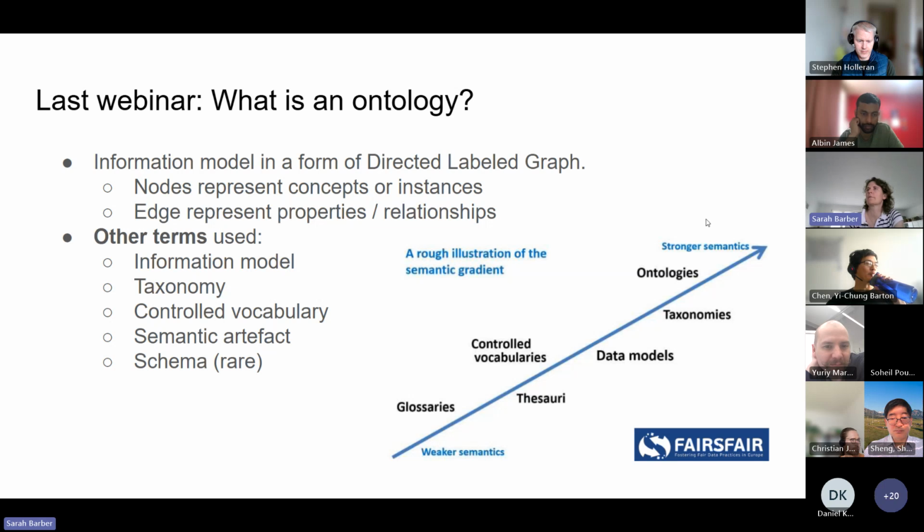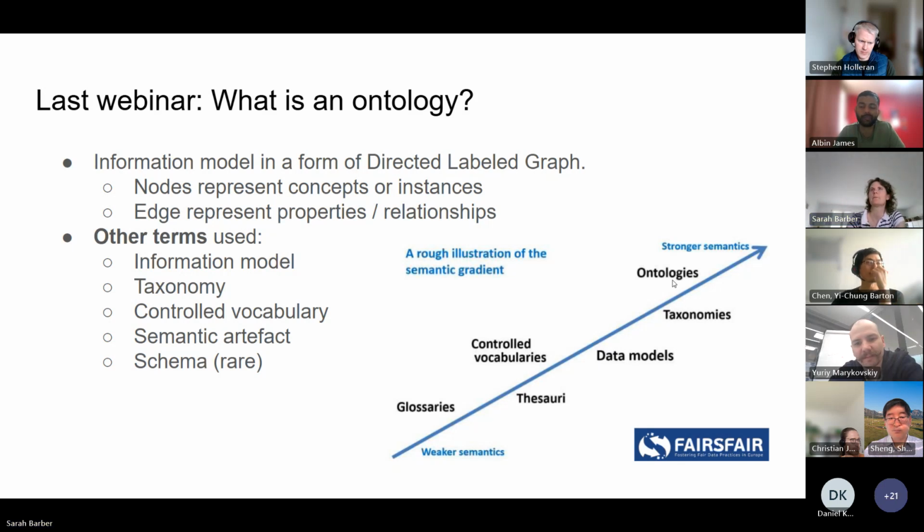And here we're showing a rough illustration of what we call the semantic gradient. It's the complexity of the relationships that are described in the semantic artifacts. You have things like glossaries, which are just lists of words that are defined, going on to controlled vocabularies, where these things are defined in some controlled way, to taxonomies, which show hierarchies, and then we have ontologies, which actually show these different relationships.